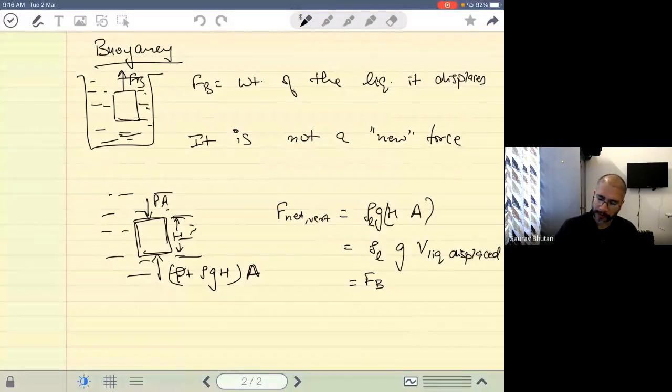liquid displaced. Okay, so what we see is that buoyancy is not a new force per se. It is simply a net effect that we see because of the pressure differential force. The difference in the forces because of the pressure differential along the height of the body.